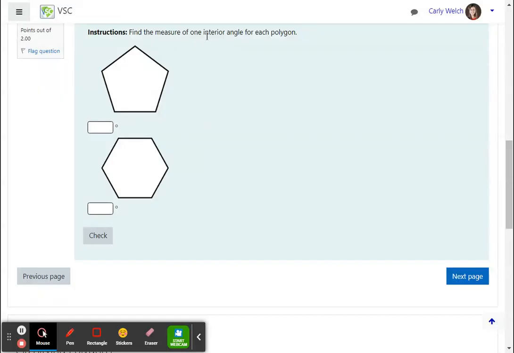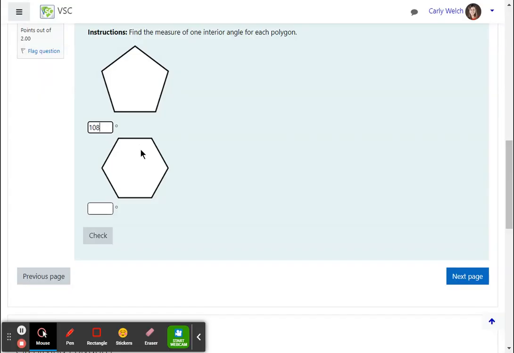For this one, find the measure of each interior angle. So 1, 2, 3, 4, 5. This has 5 sides. So I'm going to replace n with 5. And then to find the measure of one angle, we're going to take 540, that total from above, and divide by 5. That gives me 108.